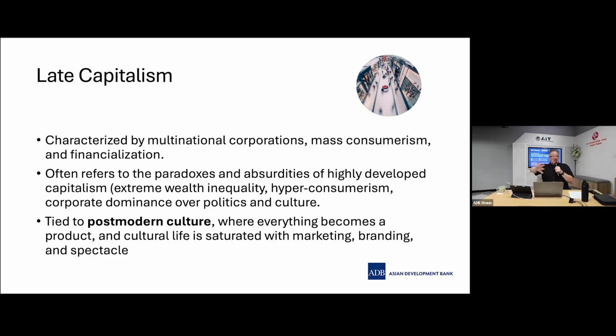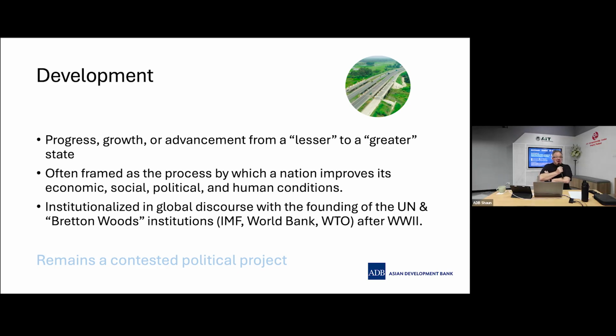This will become a little bit clearer as we move through the presentation today, why some of these core concepts become relevant. Let's talk about development as well, because this is the reason why ADB exists and the reason why we do a lot of this work is this notion of development.